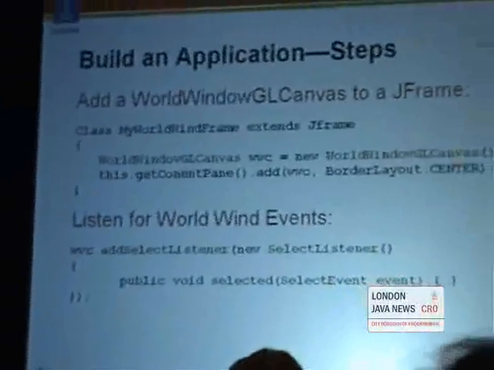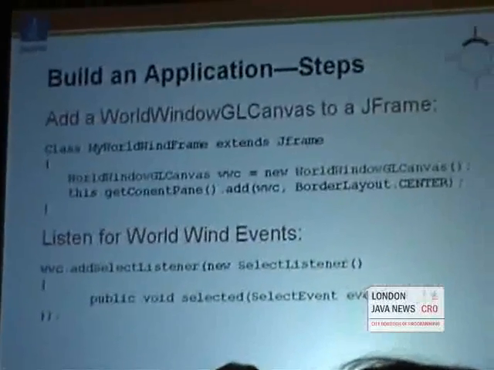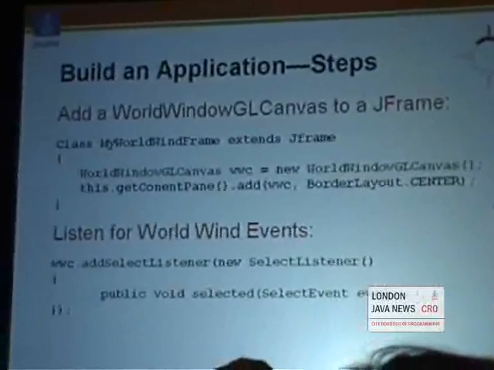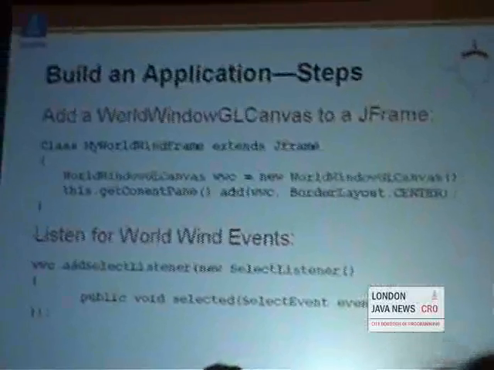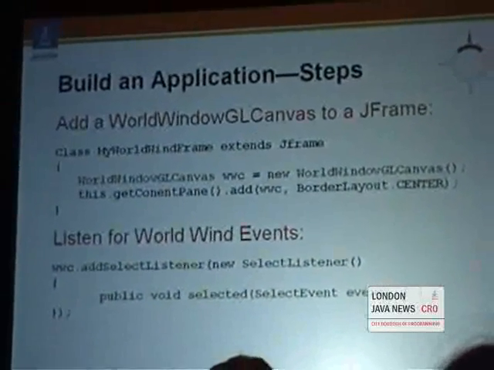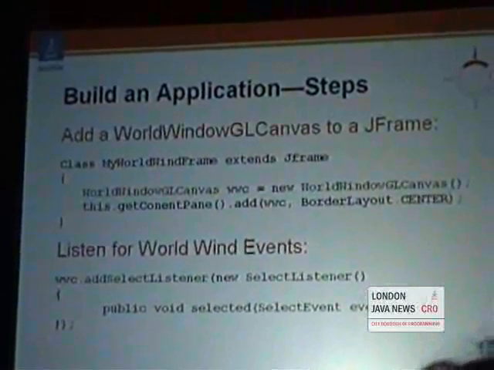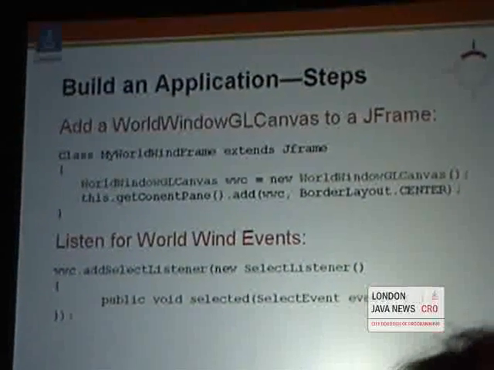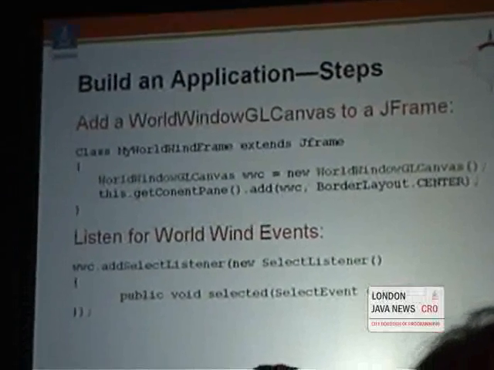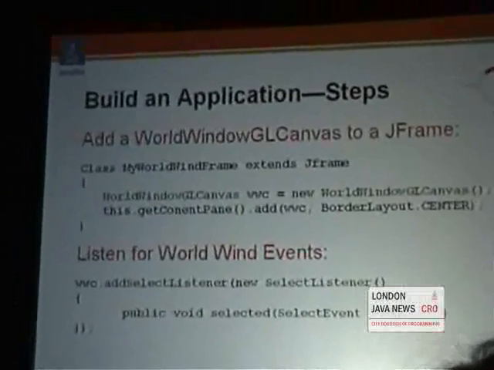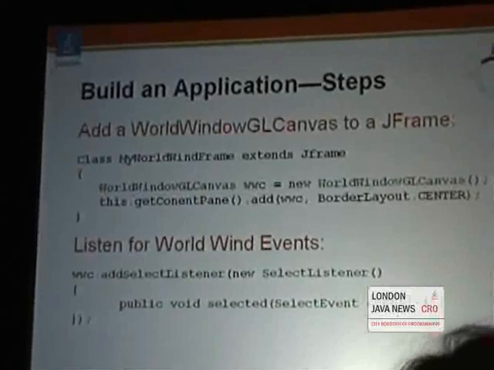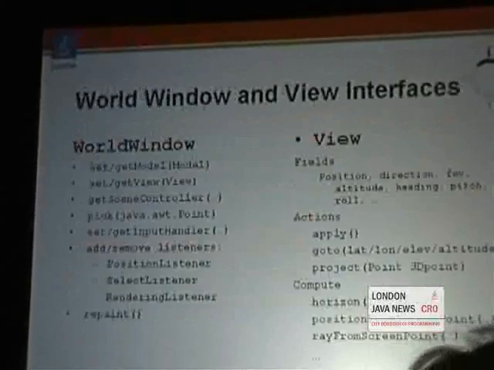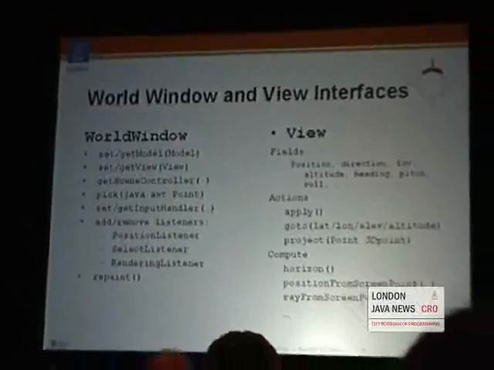In this case, on this slide, it's installing a listener for the selected listener. Now, the selected listener gets called when something in the scene gets picked. There might be an icon there, or terrain even, or any object in the scene gets picked. The selected listener gets called. I'll come back to this slide when I talk about the architecture a bit.